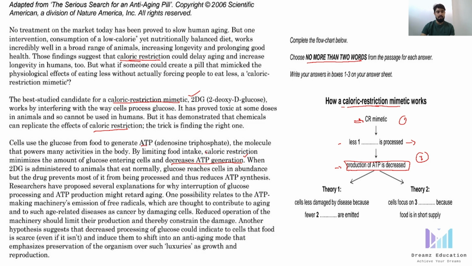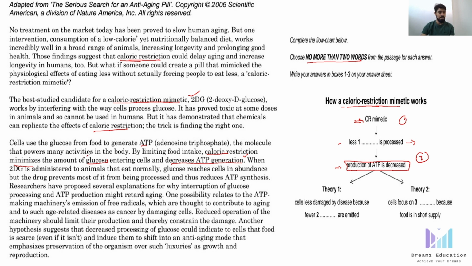So by limiting food intake, calorie restriction, okay, minimizes the amount of glucose. Okay, something we have here, minimizes the amount of glucose they have said, and decreases ATP generation. Okay, so we are within the boundaries. So this was my first point and this is my end point. So I found something in between. Okay, so they have said minimizes the amount of glucose entering the cell. So less dash is processed.